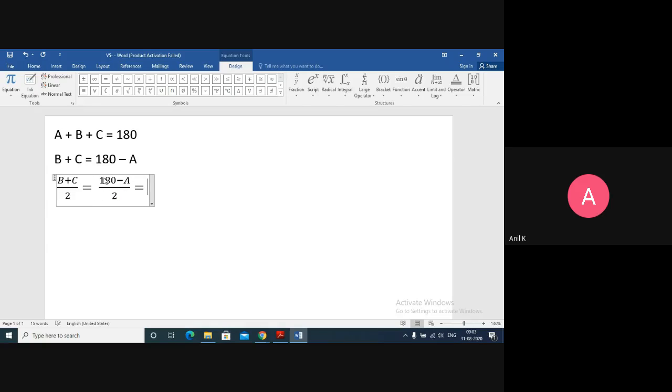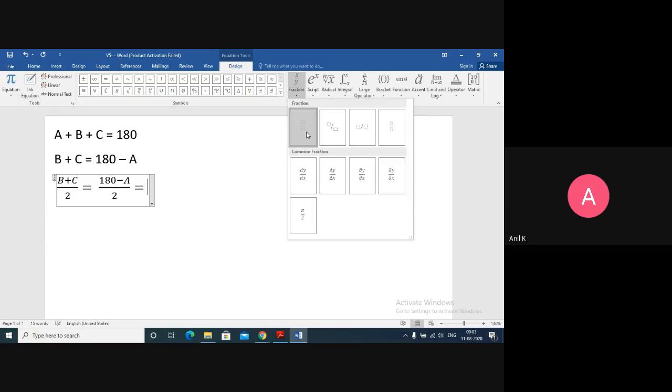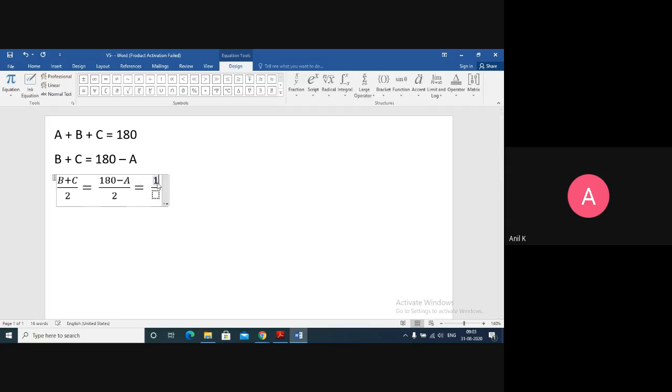This 180 minus A upon 2, I can split into two fractions, that is 180 upon 2 minus A upon 2. So we can write 180 upon 2 is 90. 90 minus A upon 2 I'll keep as it is. So finally I got B plus C upon 2 is equal to 90 minus A upon 2.